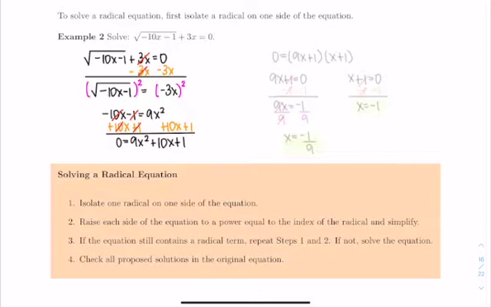Now from here, we're going to factor the right-hand side. When I factor, I end up getting 9x plus 1 and x plus 1. We're going to set each of these equal to 0 and then solve. So in the first one, we're going to subtract 1 from both sides.